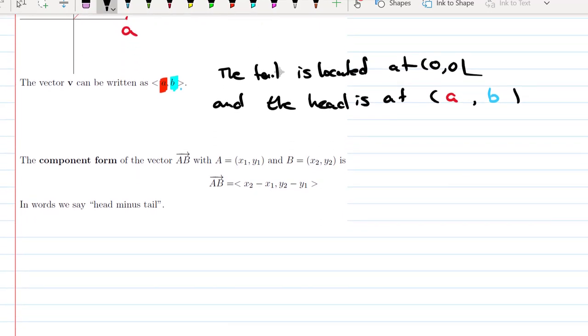The component form of the vector AB, with A equal to the tail (x1, y1) and B equal to the head (x2, y2). And I know that A was the tail and B was the head because the end of the arrow, the one without the point, is over the A, and the point of the arrow is over the B. So that would mean B is the head, and A is the tail. So this is our head, and this is our tail. So the vector AB in component form is <x2 minus x1, y2 minus y1>. And in words, we say it is the head minus the tail, because the head coordinates are the ones that are listed first, and we subtract off the coordinates from the tail.